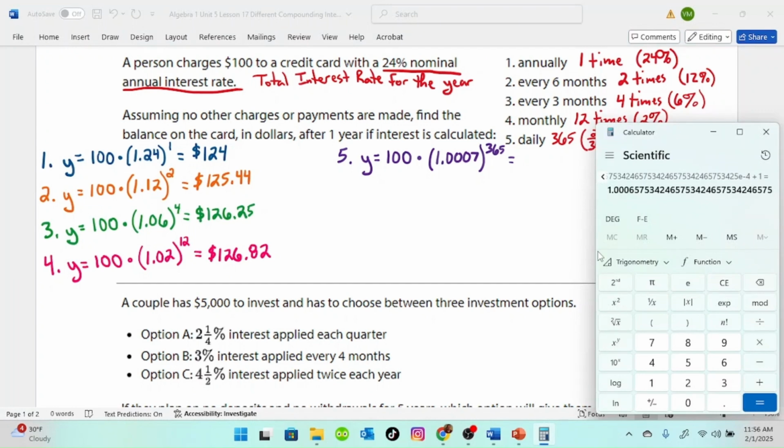So I'm going to take this amount. The 1 is maintaining the current amount. This big decimal point here is representing the 24% divided by the 365 days. Now we're going to take this to the power of 365, since we are doing this 365 times. And now we're going to multiply that by the $100 we started with.